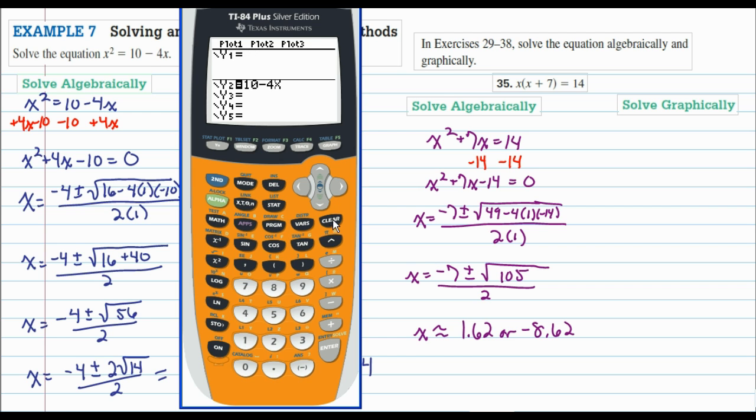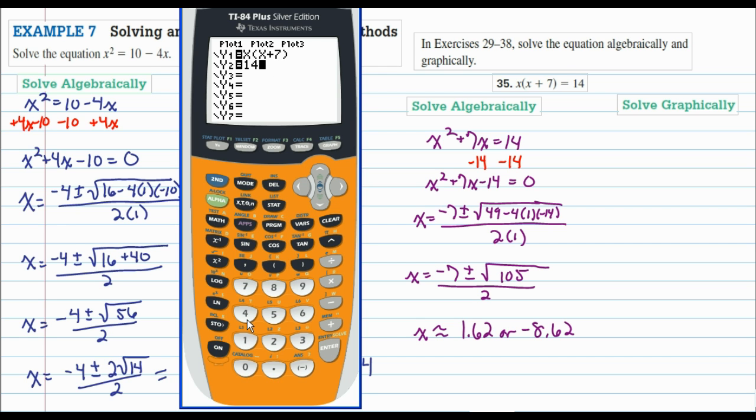Again, I did the algebra for us on this problem. Go ahead and stop the screencast here and see if you would have done your algebra the same way using the quadratic formula. I'm going to work on solving graphically by putting the left side into y1 as x parentheses x plus 7, and then in y2, the right side of the equation, I'm putting in just 14.